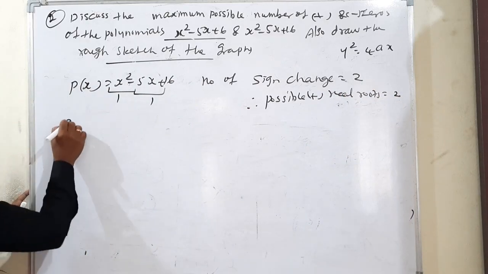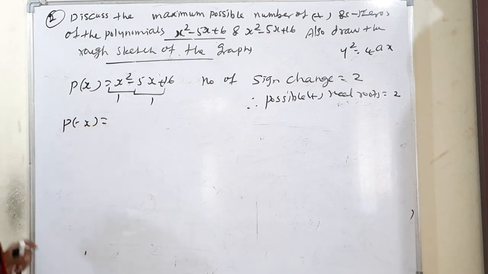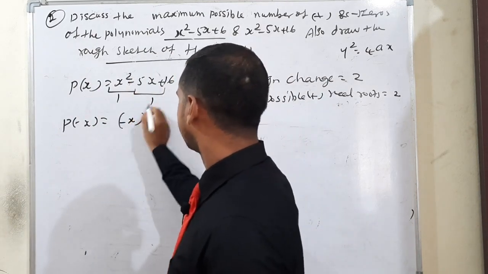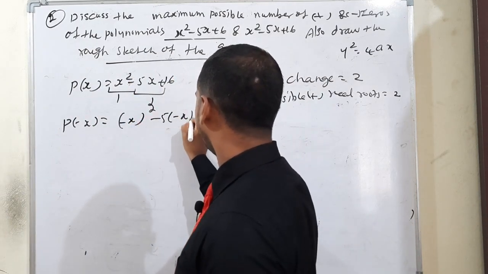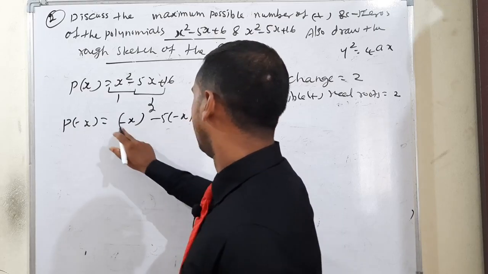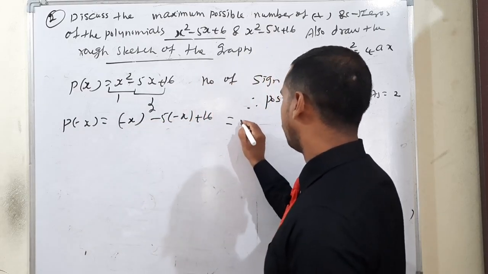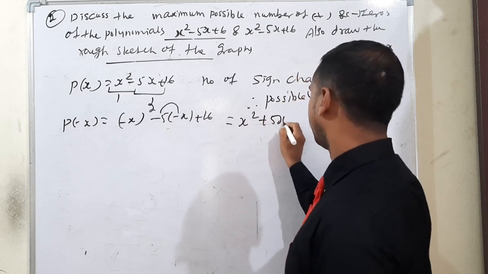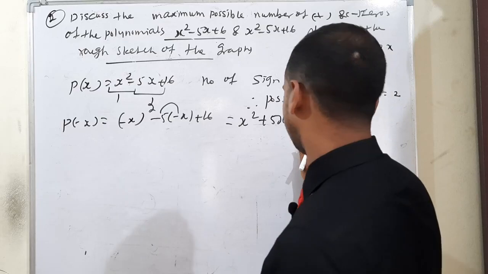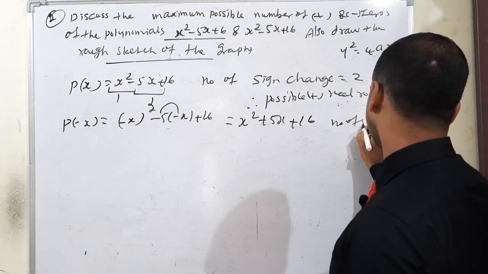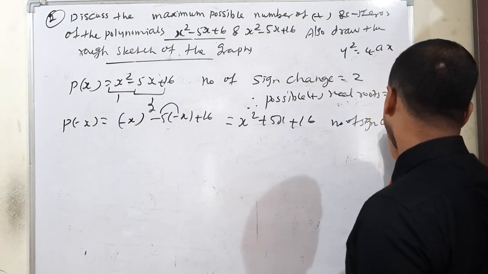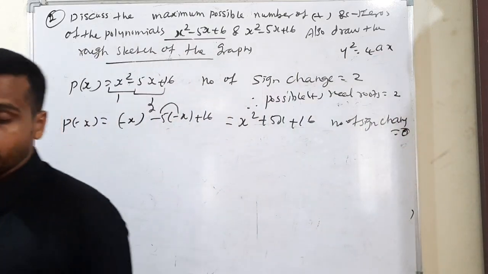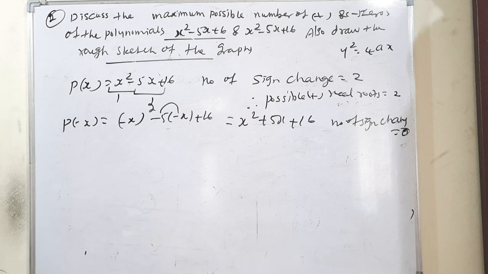Next one, P of minus x. So P of minus x means, what will happen? Instead of x square we take negative x, so negative x the whole square minus 5 into negative x plus 16. Negative x to the power of an even number means positive x square, again minus into minus gives plus 5x, then 16. Here there is no sign change. So the number of sign changes is equal to 0. Therefore the possible negative real roots is equal to 0.